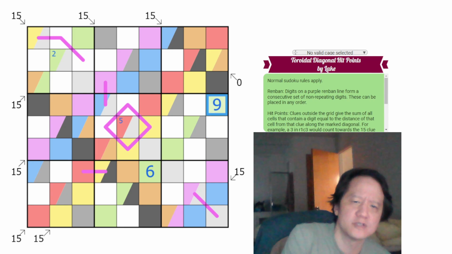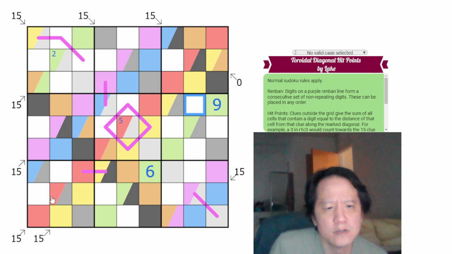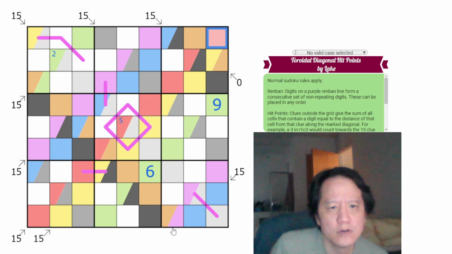So say this was 6 and 9. Red can no longer have a 6 or a 9 there. Neither can white. Neither can purple.